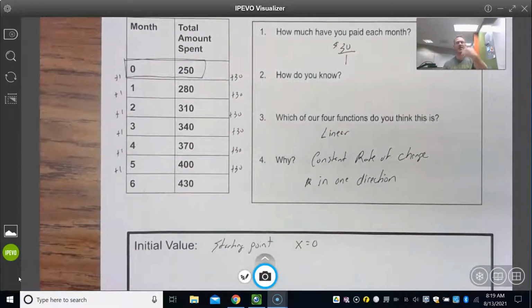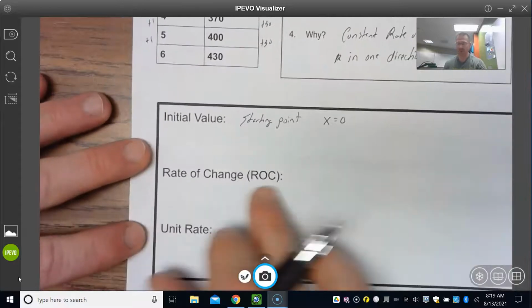And that kind of makes sense. That's at the beginning, right? Initial means beginning. So as soon as you pick this new cell phone contract, you pay $250 right away. You walk out of the store with your phone, but you had to lay down that $250 right away.